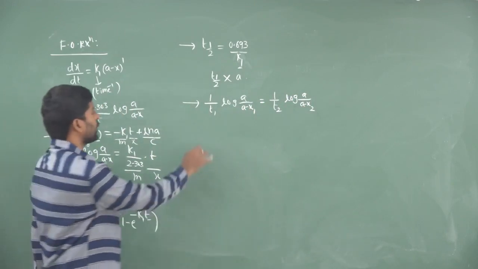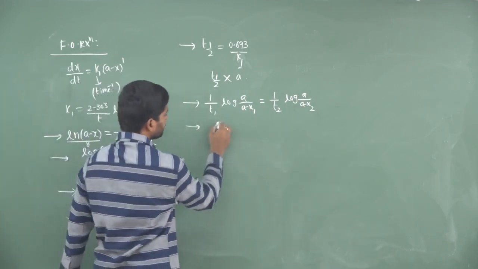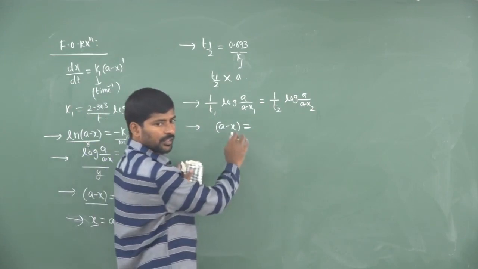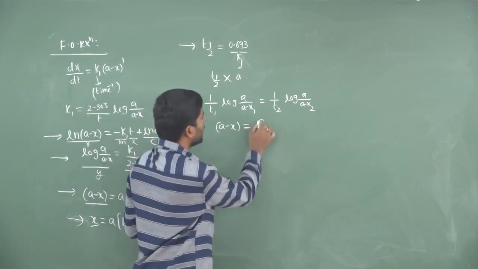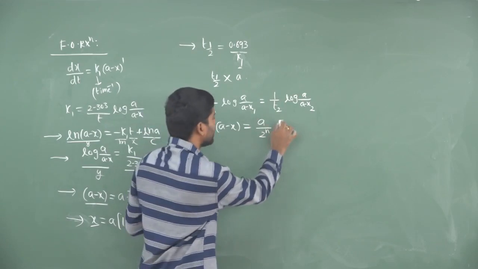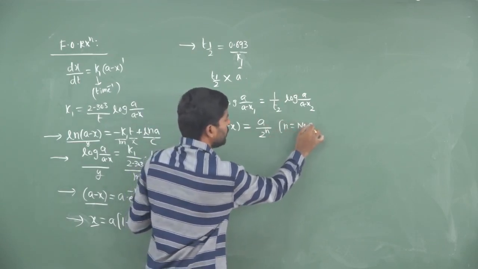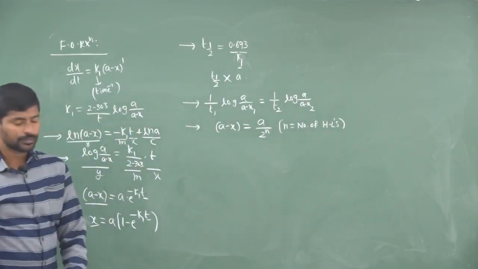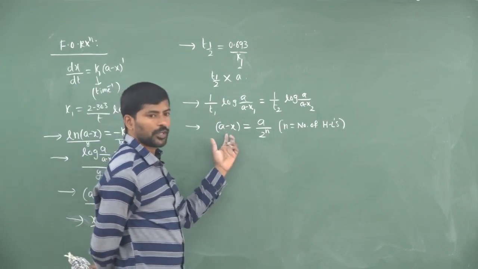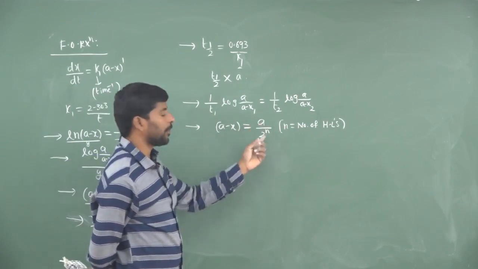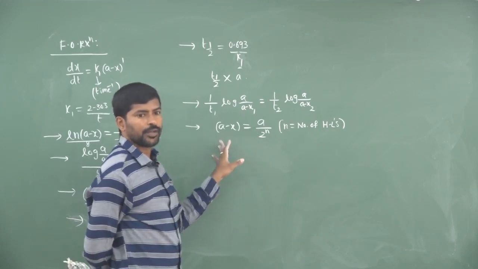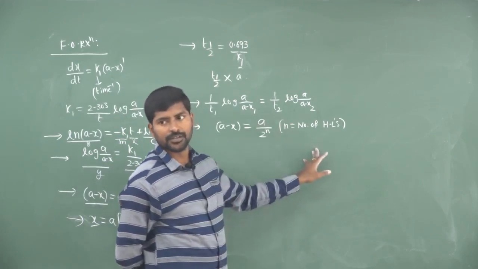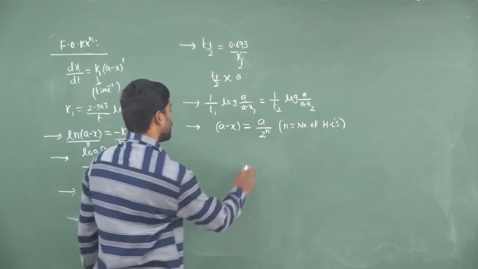Based on this, what is the concentration of remaining reactant after n half-lives? It is a by 2 power n, where n is the number of half-lives. After 2 half-lives, what is the remaining concentration of reactant? a by 2 power 2, that is a by 4. A by 4 means 25% remaining, so 75% completed. That is the table we discussed.